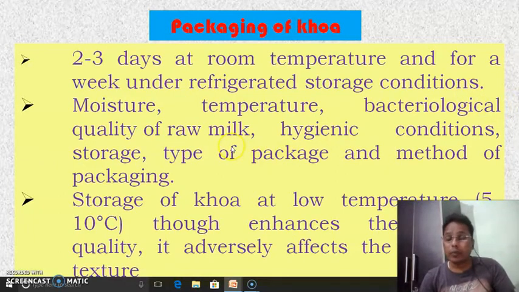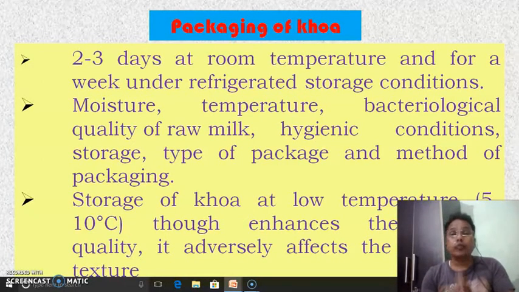Bacteriological quality of raw milk, which quality of the raw milk you have used for the preparation of Khoa, is also very important. The hygienic condition, it means in which condition you have prepared the Khoa, is also very important. And storage, it means at what temperature you have stored the Khoa. Type of the packaging material which you have used for packaging the Khoa is also very important. So all these factors directly affect the shelf life of the Khoa.